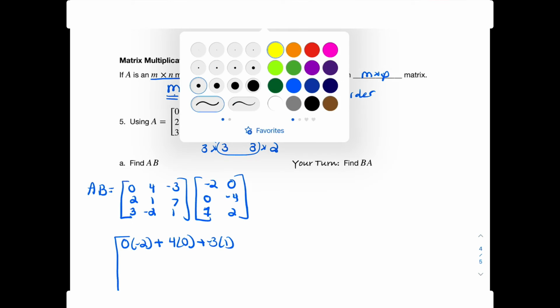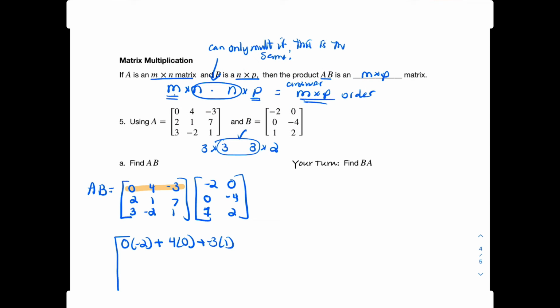Okay, remember, go over and down. So forget my first row, second column entry. I'm going to multiply my first row: 0 times 0 plus, now I'm going to move over and down, 4 times negative 4. Over and down. Negative 3 times 2. And that sum is my first row, second column answer.